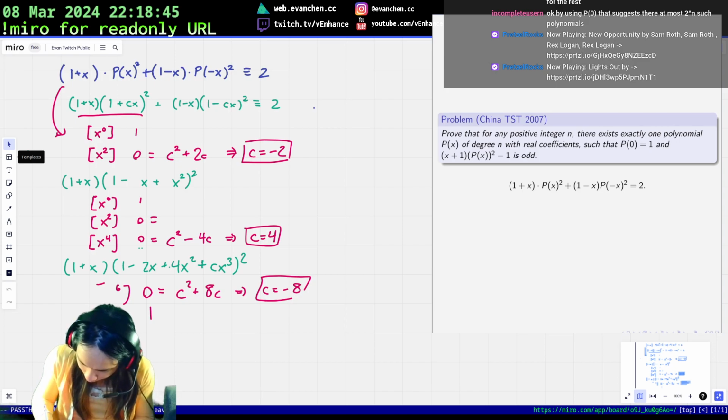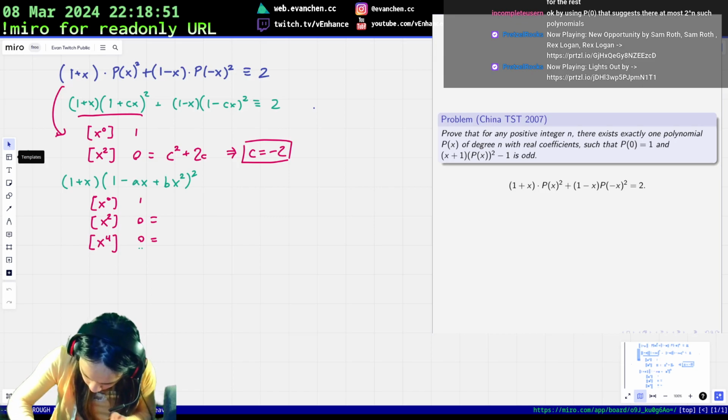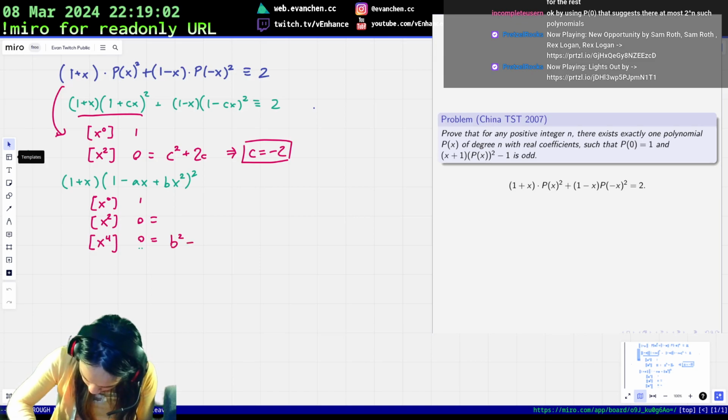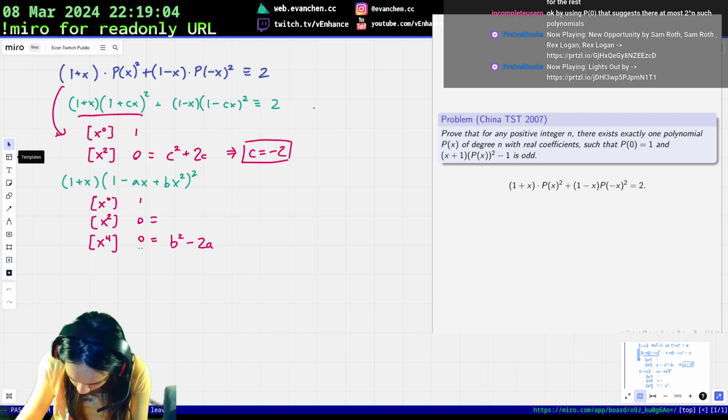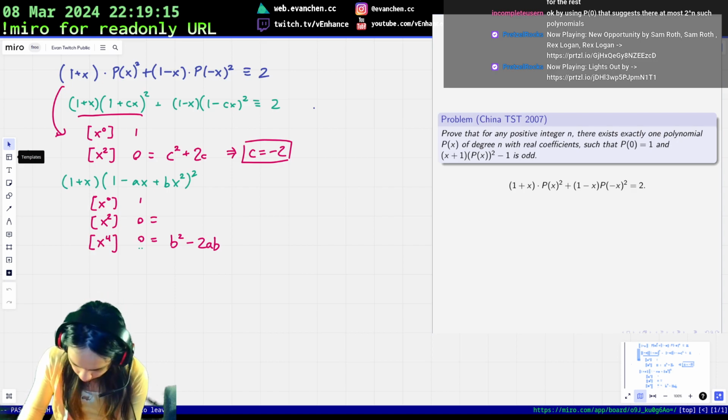Okay, this seems more right to me. There's going to be two equations and two variables. So the top equation is always b squared minus 2a, that part, minus 2ab, I guess. But the x squared coefficient seems super annoying.